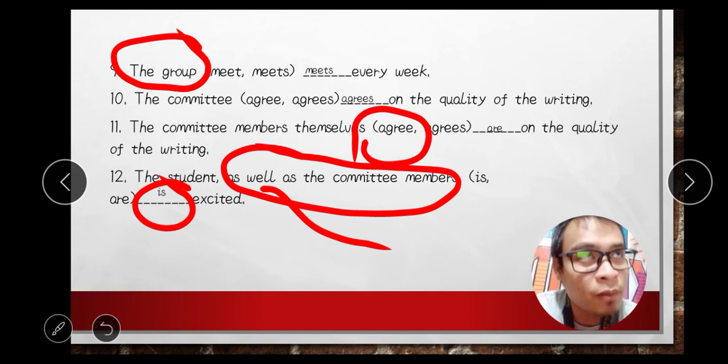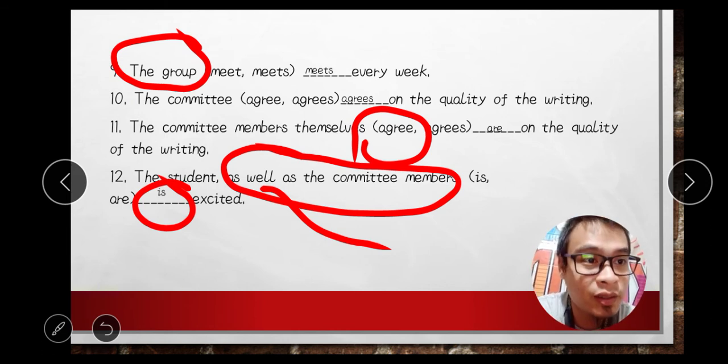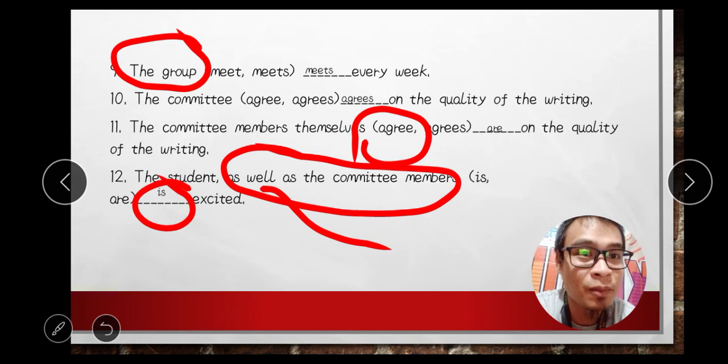Intervening words, for example, like along with, including with, as well as, together with. Yes, these are the examples of intervening words. So let's go.